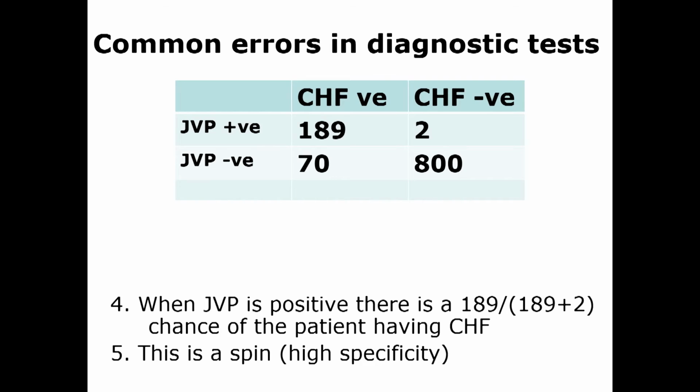So this is the congestive heart failure and JVP. As you can see there, if the JVP is positive, it's very unlikely to be congestive heart failure negative. These numbers are sort of made up just to emphasize the point. So this is a SpIn. A high specificity rules in.